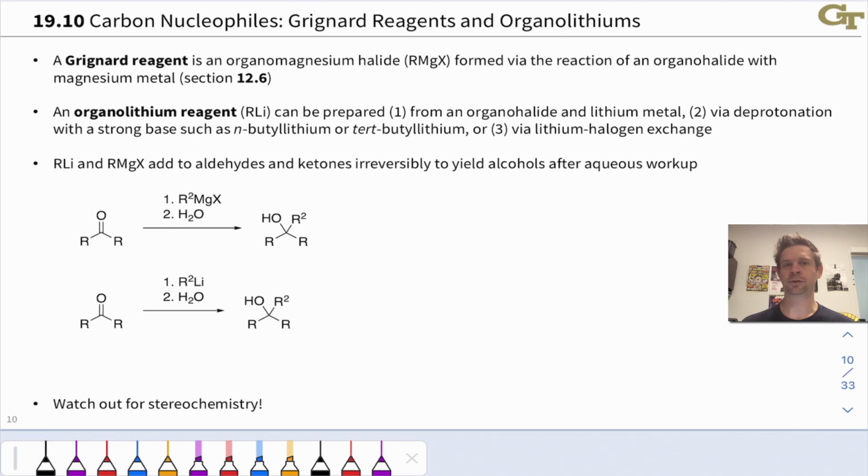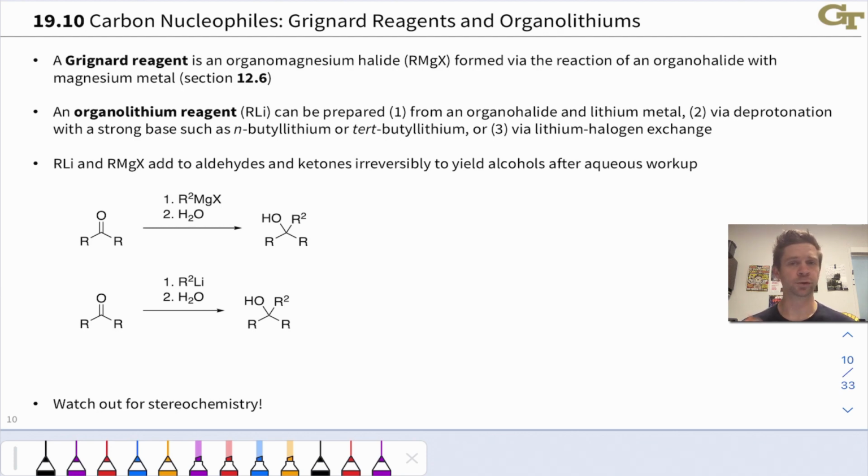Organolithiums can be prepared a few different ways. We can do something similar to what we did in the magnesium case and start with an organohalide and treat with lithium metal. We can deprotonate a hydrocarbon using a very strong base. Tert-butyl lithium is one of the strongest bases in all of organic chemistry, and this can deprotonate at a wide variety of, for example, sp2 and sp3 hybridized carbons, generating organolithiums at those carbons where negative charge is more stable than it is in the sp3 hybridized tert-butyl lithium.